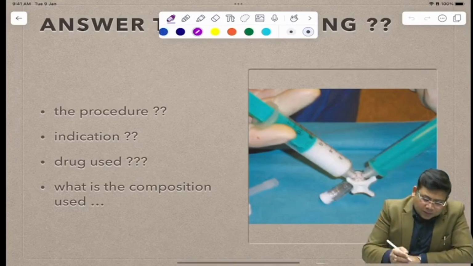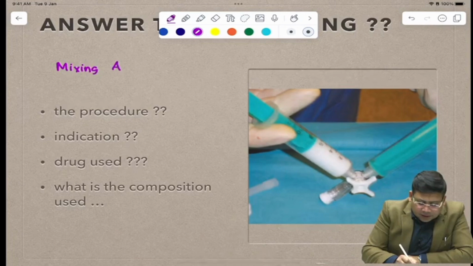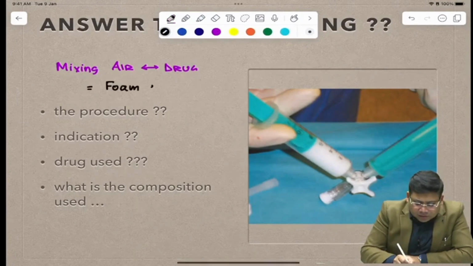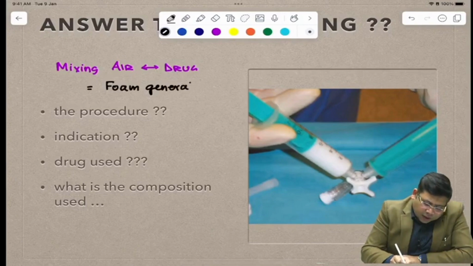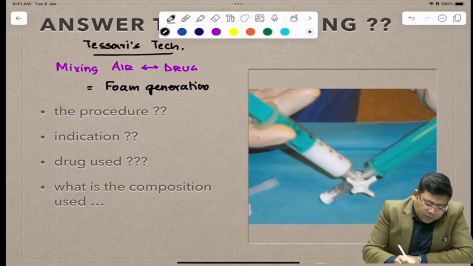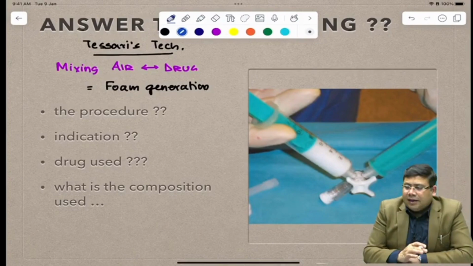So what is the principle? I am doing nothing but mixing the air with the drug. And when I am mixing the air with the drug, my aim is foam generation. And this is what is known as Tessari's technique. So this is Tessari's technique that we have. What is the indication for them?